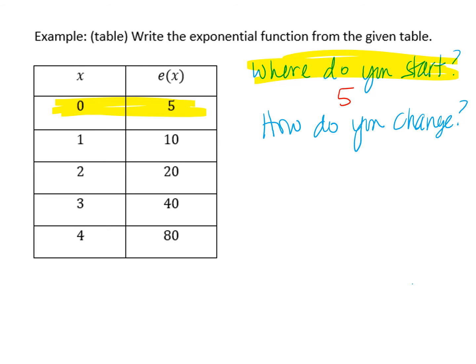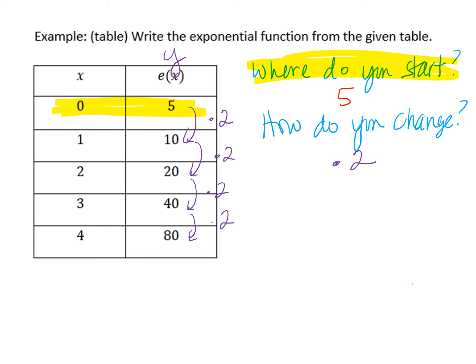And then if we want to look at our change, we have to look at the pattern here. Notice the x's are counting by 1, and we have to figure out what is happening to our y values. And this is called f of x, but again, that's just the same thing as y. So how do I get from 5 to 10? Well, that doubles. 10 to 20, that doubles. And that pattern continues. So we are changing by multiplying by 2.